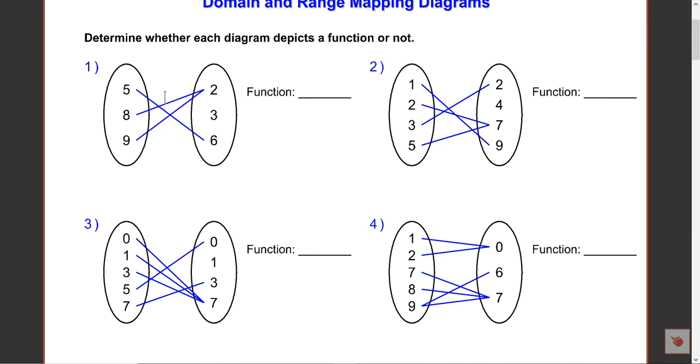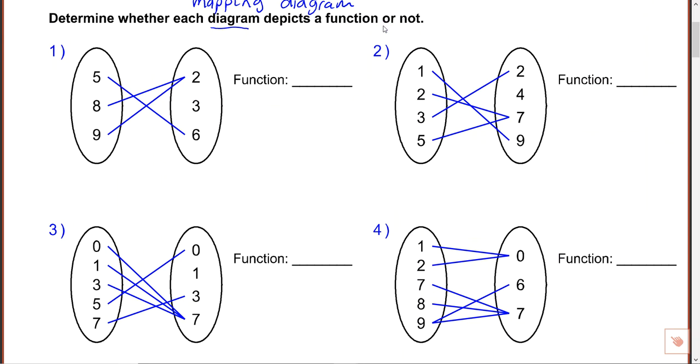These are called mapping diagrams. All right? So I want you to write that down on your sheet. It says each diagram, but it is called a mapping diagram. And it shows how numbers relate to each other, which numbers go together. Now you can have a mapping diagram for a relation, and you can have a mapping diagram for a function.